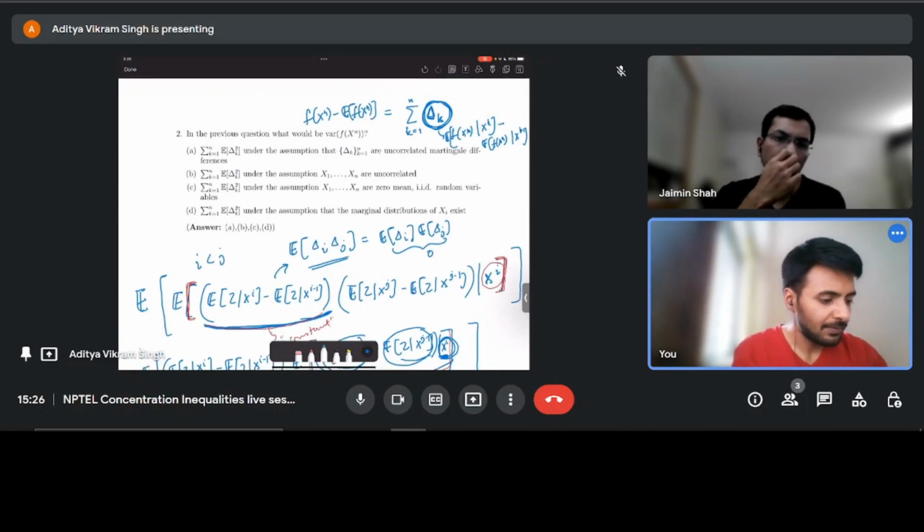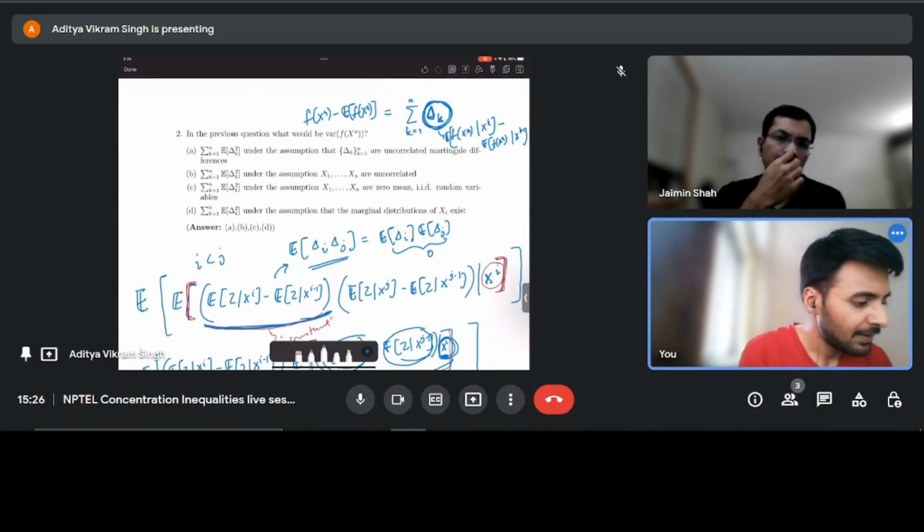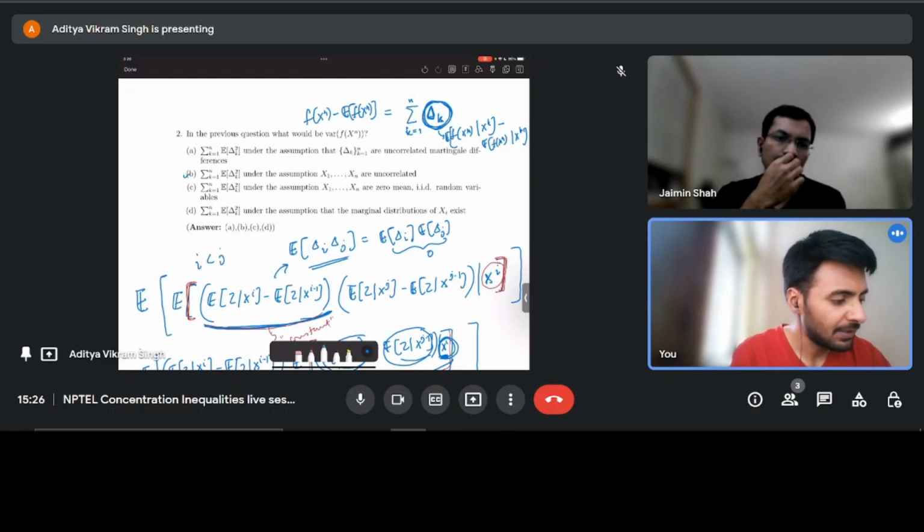So under the assumption that they are uncorrelated, this would be true. Under the assumption they are zero mean IID, this would also be true. Under the assumption that the marginal exists, this would be true. And yeah, this is basically true no matter what assumption you take.